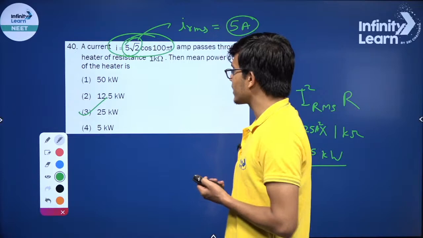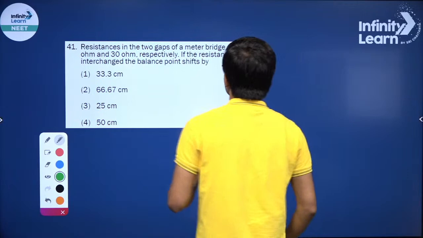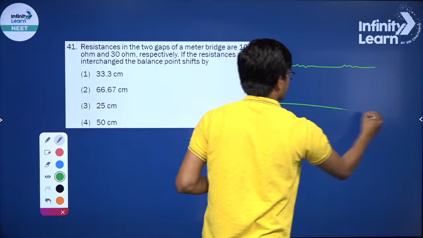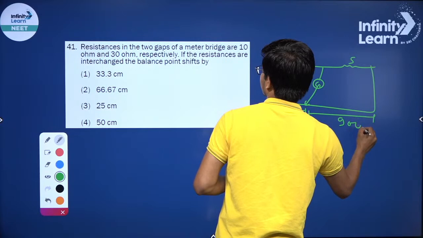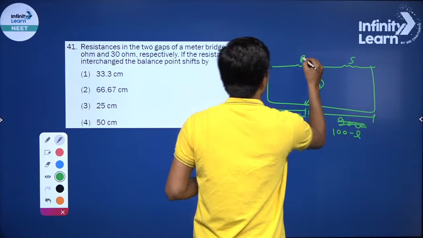Resistance of two gaps in a meter bridge, right? So you know that in a meter bridge, we have two resistances. This is a scale. There is a galvanometer. So this is R, this is S. Initially it was 10 centimeter, so obviously the remaining will be 90 centimeter. I am sorry, this is initially, I don't know. This is 100 minus L. But this I know, this is 10 ohm and this is 30 ohm. That is given to you in the question.